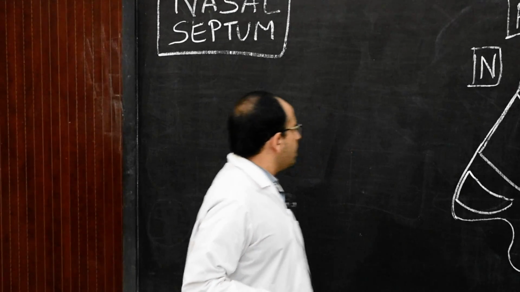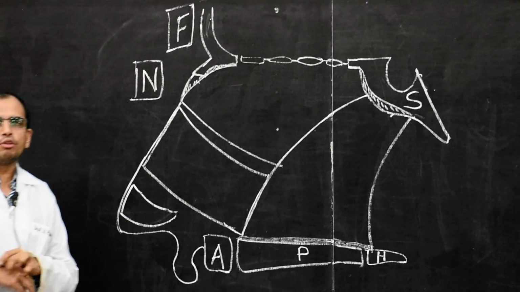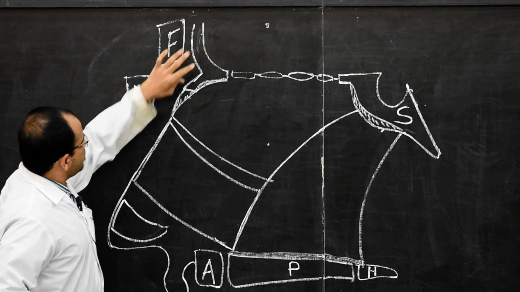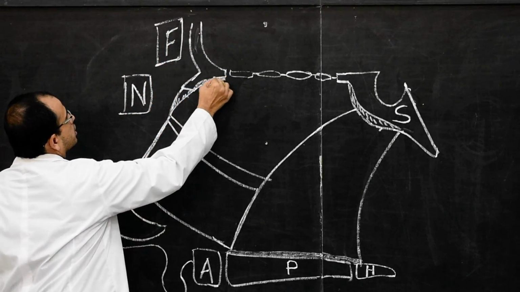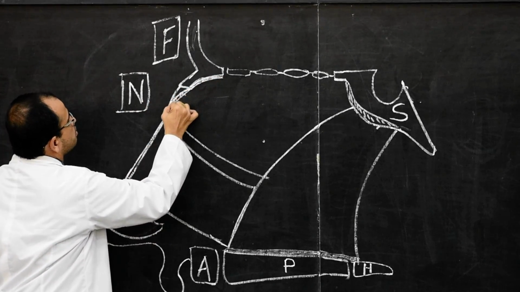So beginning with the nasal septum. Now this is a sagittal view of the nasal septum. On the upper aspect there is the frontal bone with the spine of the frontal bone. This is the spine of the frontal bone. The nasal bone with the crest of the nasal bone.